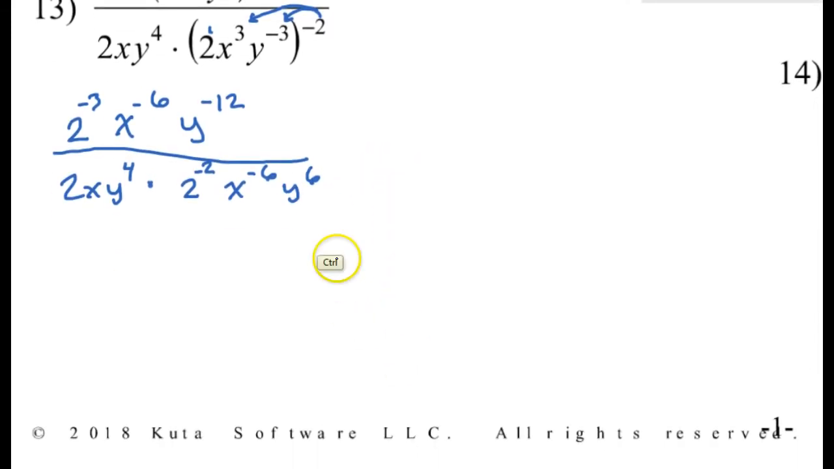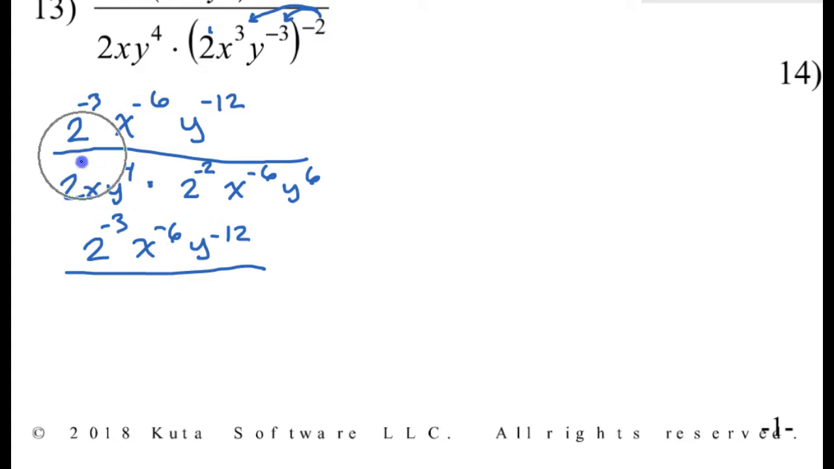Now I'm going to collect together the things that can be combined in the denominator. In the numerator, I'm just going to keep it the same for another minute: 2 to the -3 power, x to the -6 power, y to the -12 power. But in the denominator, I've got 2 to the 1 power times 2 to the -2 power. So I can put those together. I'm adding 1 and -2. That's -1.